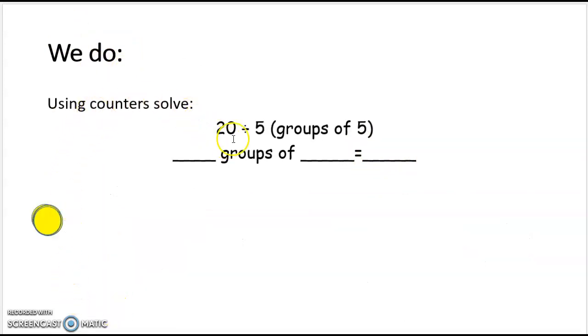Using counters, solve 20 divided by 5. This time show me groups of 5. Once you have finished, fill in the blanks. Groups of blank equals blank.